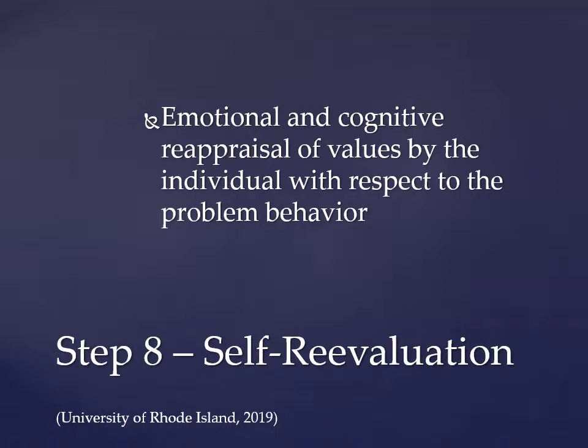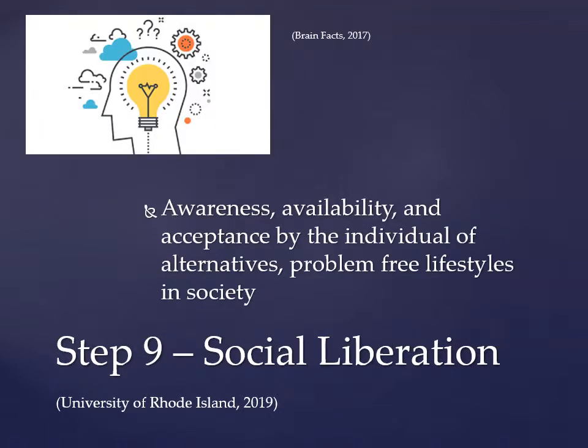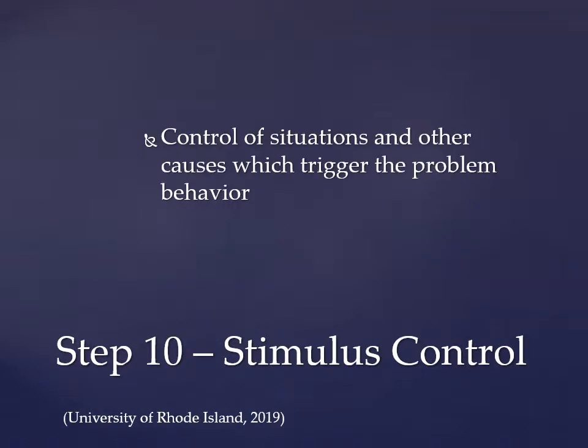Step 8 is self-reevaluation. It involves emotional and cognitive reappraisal of values by the individual with respect to the problem behavior. Step 9, social liberation. Awareness, availability, and acceptance by the individual of alternatives and a problem-free lifestyle in society. Lastly, the last step is stimulus control. Having control of the situation is crucial. If a person feels they do not have control of the situation, they are likely to fail in following through with the behavior change.